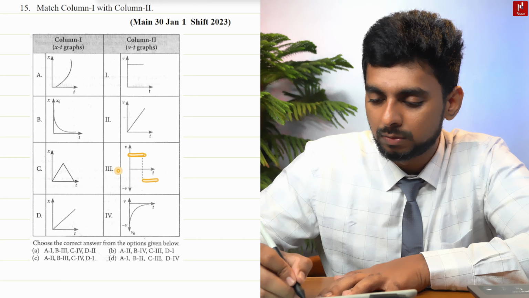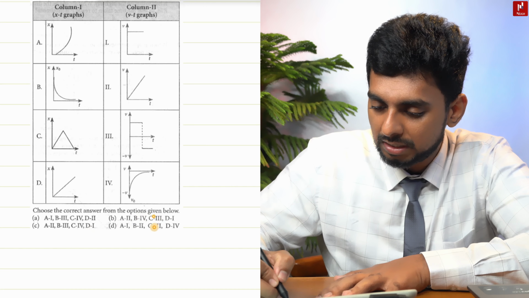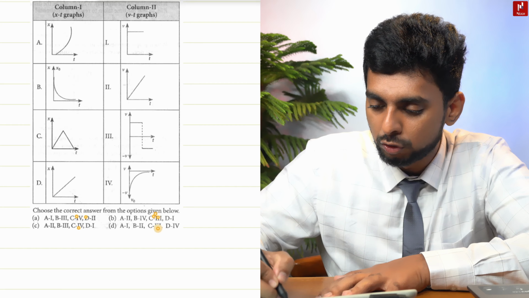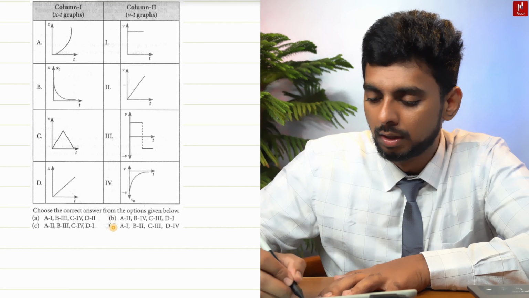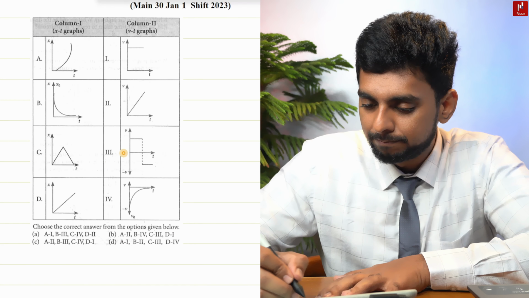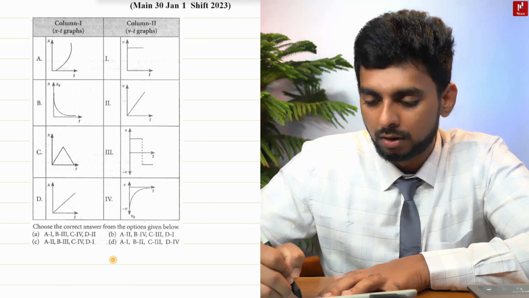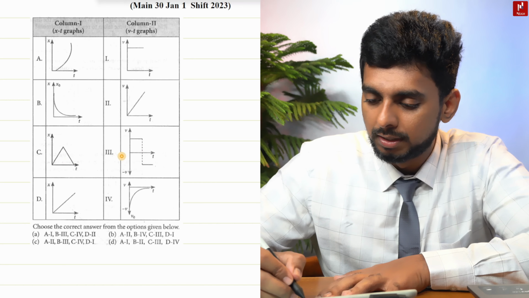So C should match with 3. Let me check the options over here. C should match with 3. Okay, this is the only possibility over there. Either it should be like B or D, option 2 or option 4. That is the only possibility over here. Either it could be 2 or 4, or small b, small d. Okay, so that's the possibility.